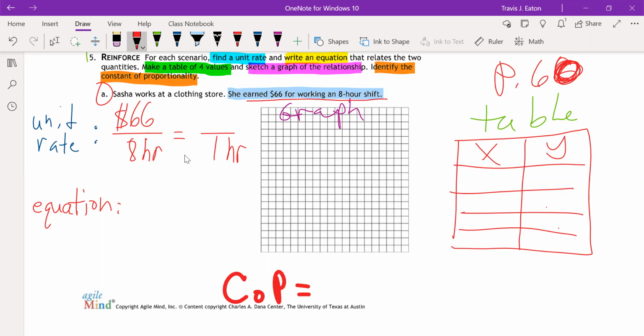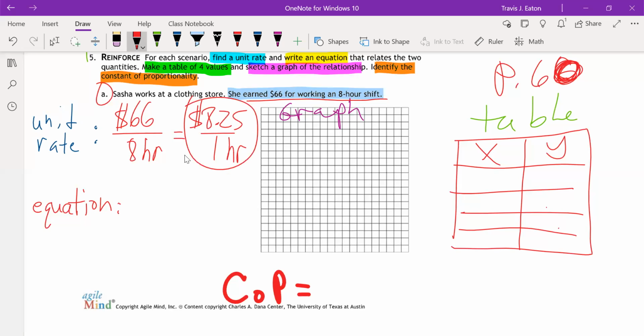So that's $66 divided by 8 hours, which is $8.25. So there's our unit rate, $8.25 per hour.